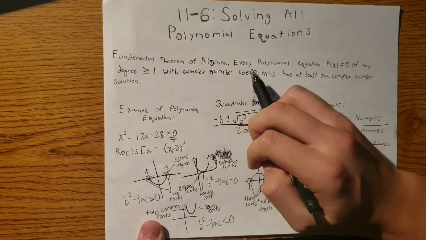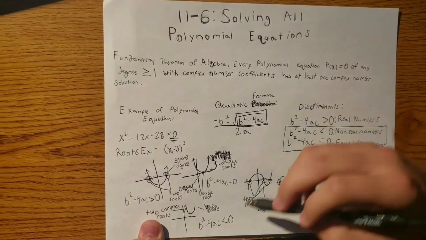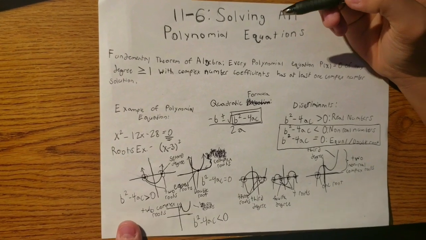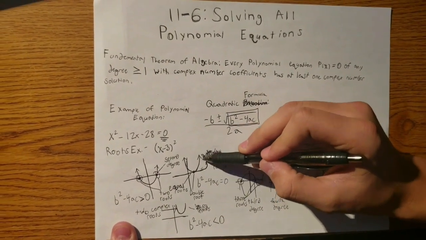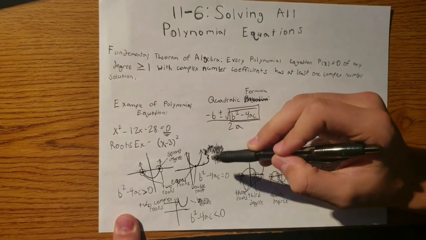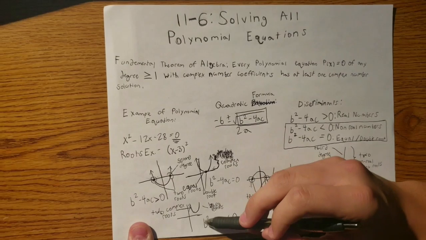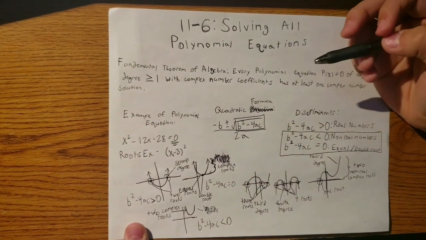With complex number coefficients, so non-real, these two equations both have complex number coefficients. We'll have at least one complex number solution. So this equation or this graph has at least one complex root, such as this one too. As you can see, it doesn't have any real numbers.